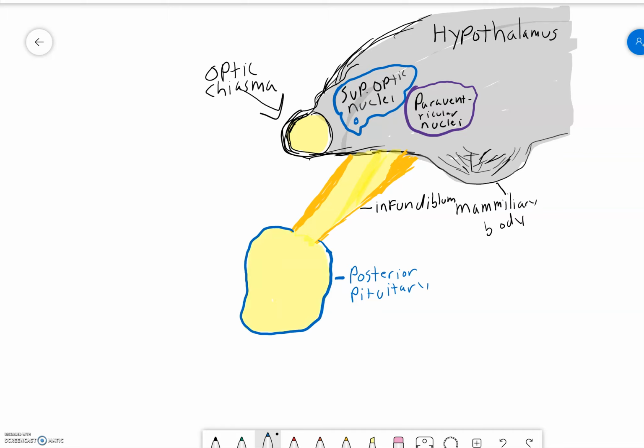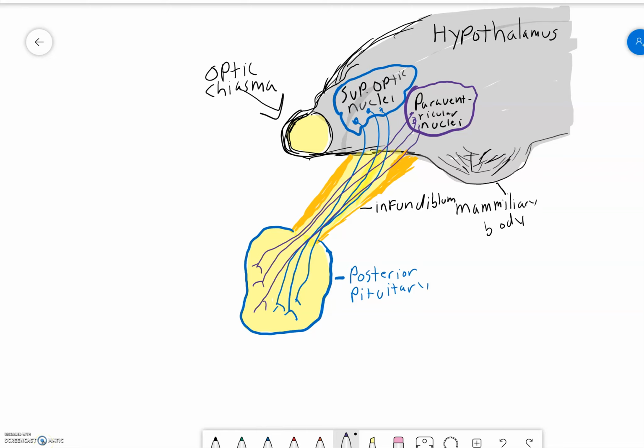You actually have axons from the supraoptic nuclei going down the infundibulum and terminating in the posterior pituitary. You also have axons from the paraventricular nuclei. We have the posterior pituitary gland, and it's sitting in the sella turcica. It is connected by a structure called the infundibulum, which means funnel, to the hypothalamus by this white matter tract that is taking axons from two nuclei, the supraoptic and the paraventricular nuclei, and it is going to go down here.